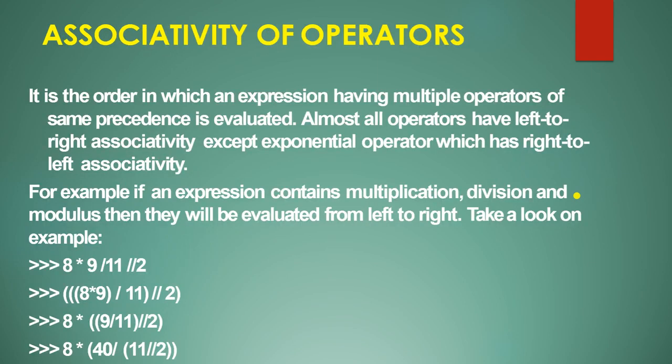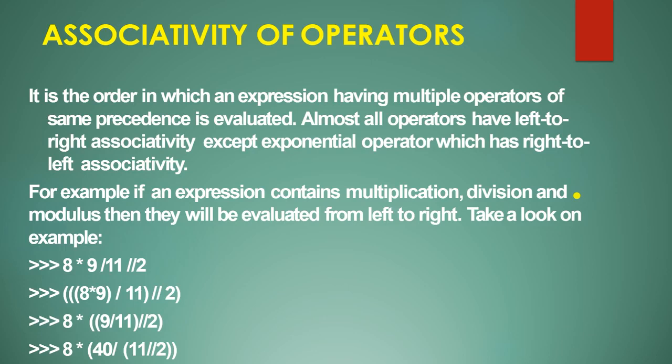So the first one is associativity of operator. So what is associativity of operator? It is the order in which an expression having multiple operators of same precedence is evaluated. When you have multiple operators at the same level, then it is the associativity of the operators. So almost all operators have left to right associativity except the exceptional operator which has right to left associativity. Okay, so all the operators have the associativity from left to right.